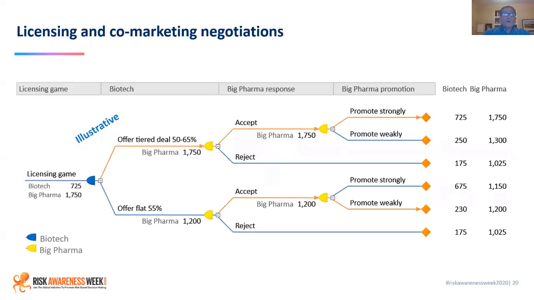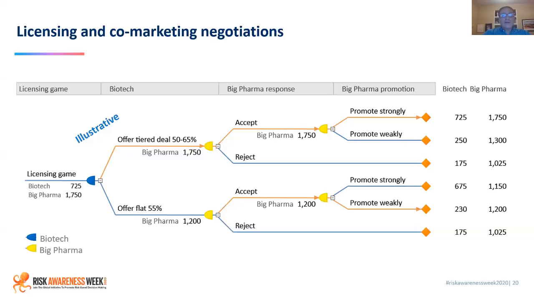Another example is in licensing and co-marketing negotiations in the biopharma world. This is a case, and these are very common, where a biotech wants to out-license to a big pharma company that can promote its drug more strongly than the biotech can.